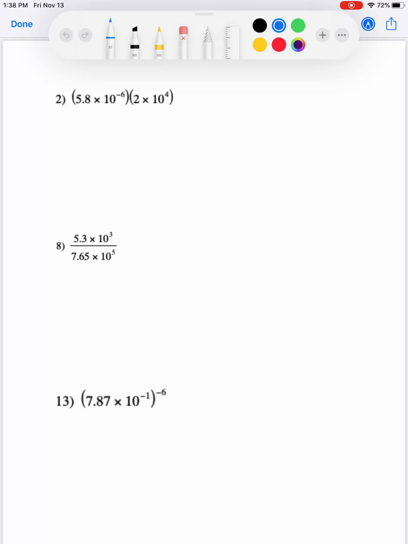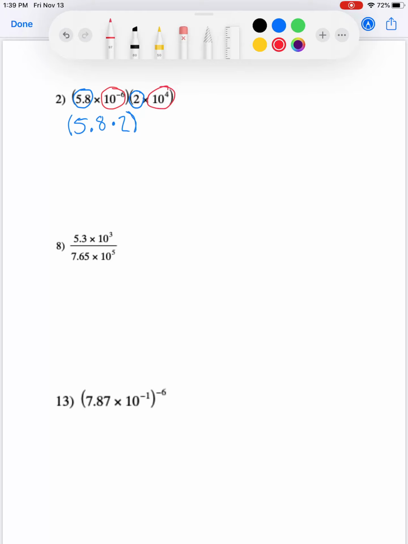What you want to do is group each problem into two different groups. You want your coefficients on one side and then your 10 to the whatever power on the other side. So the coefficients are going to be these numbers at the start of the scientific notation, like the 5.8 and the 2. Since we have the parentheses right next to each other, we know that we're multiplying. So I'm going to write off to the side in parentheses 5.8 times 2.